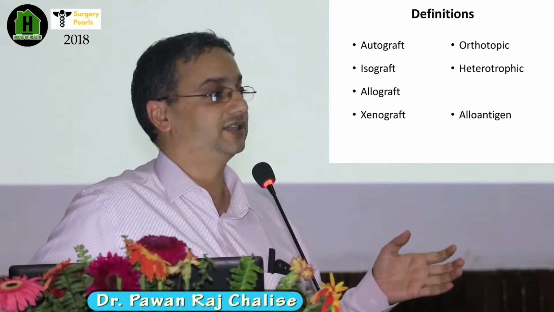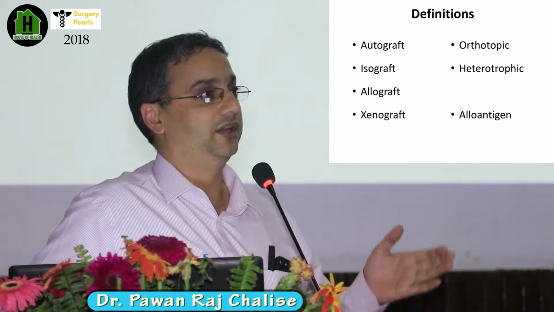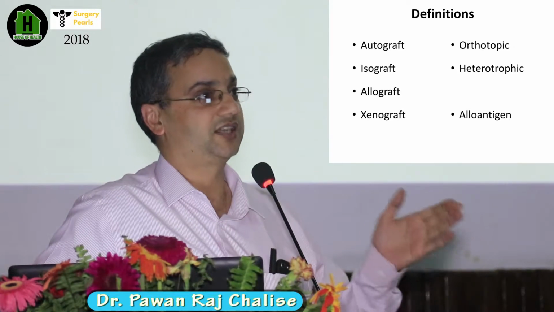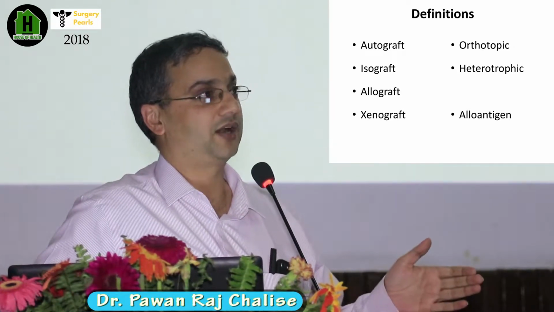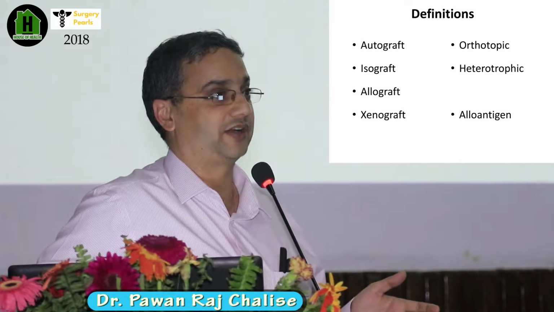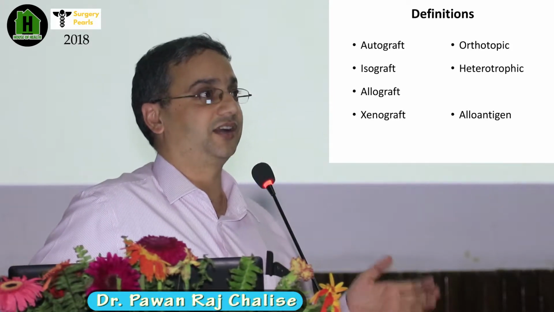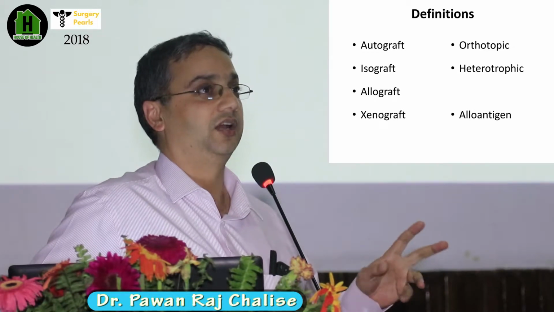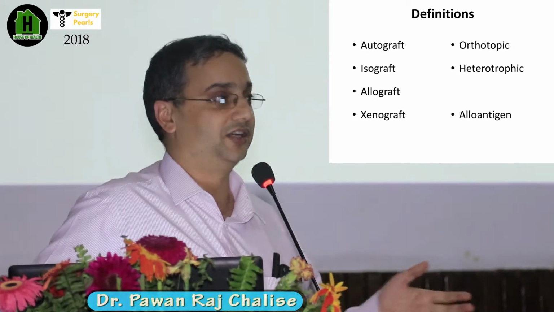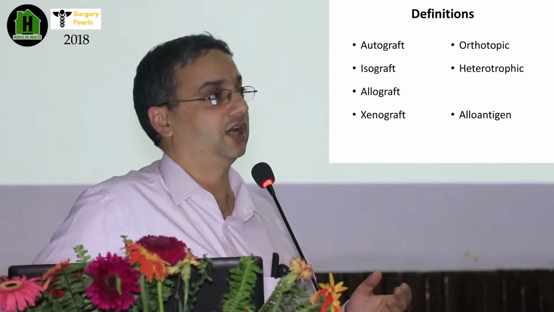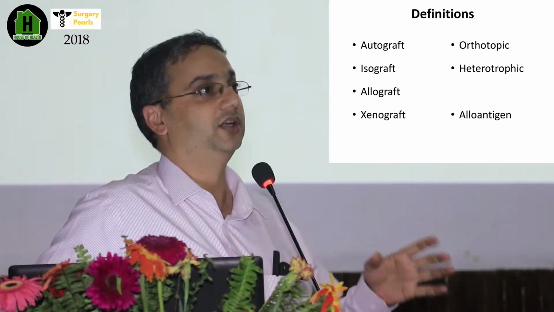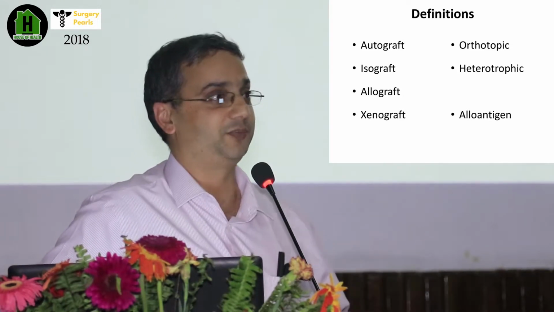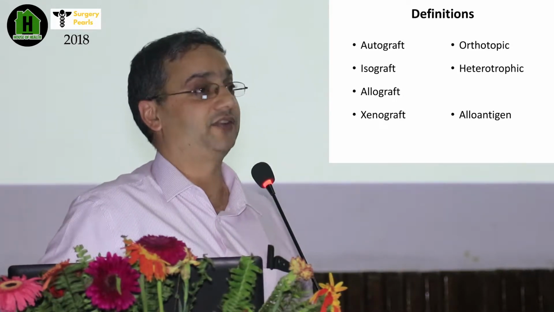The first one is autograft, when any organ or tissue is taken from the same individual and transplanted somewhere else. Isograft is when transplantation is done between two identical individuals, usually identical twins. Allograft is when the transplantation is done between the same species, from one person to another, from homo sapiens to homo sapiens. And xenograft is from animals.